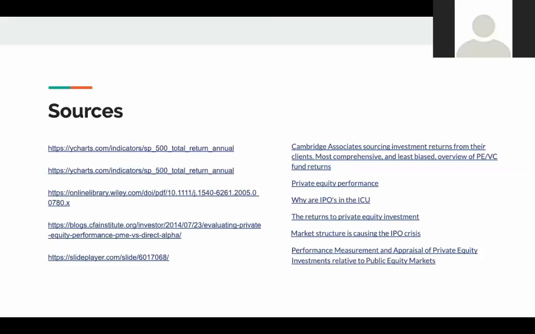Okay. That's all the questions that I have. Oh, actually, I have one more question. How has private equity been affected by COVID-19? Because it seems like public IPO has been affected tremendously, but how is private equity?